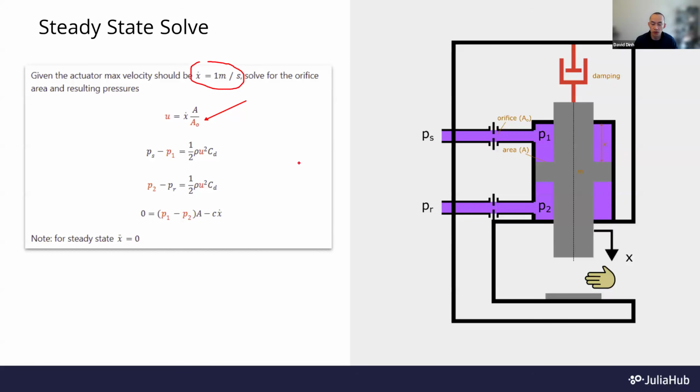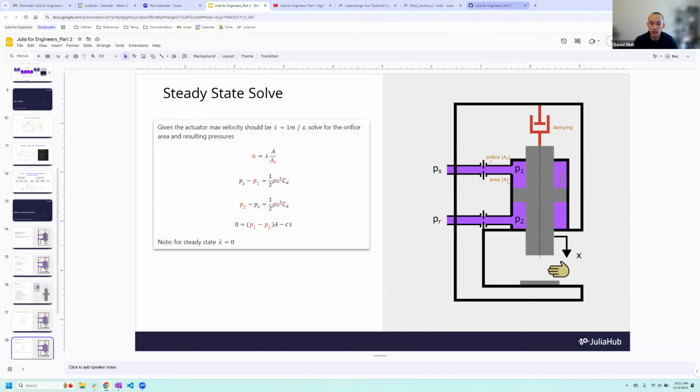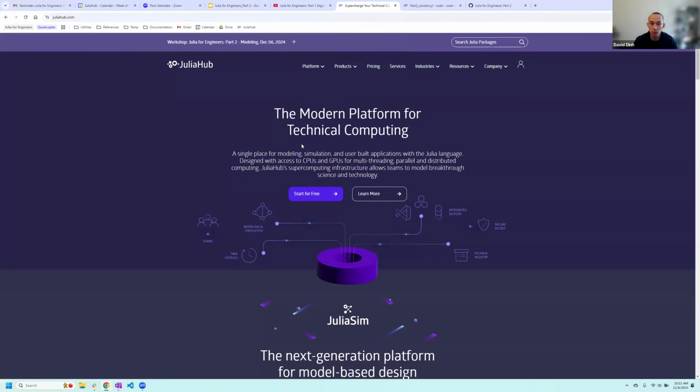Okay, so now I'm going to move over to the code as we start solving this. You can do this locally if you have Julia installed on your local computer. I'm going to carry this webinar out on JuliaHub. If you'd like to do it on JuliaHub, you're welcome to do that as well.